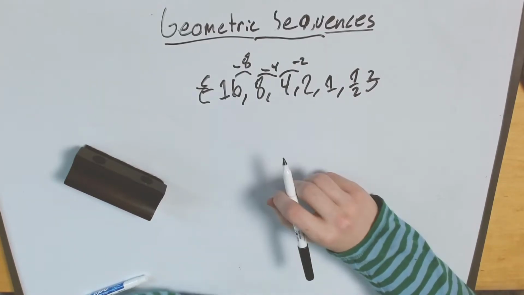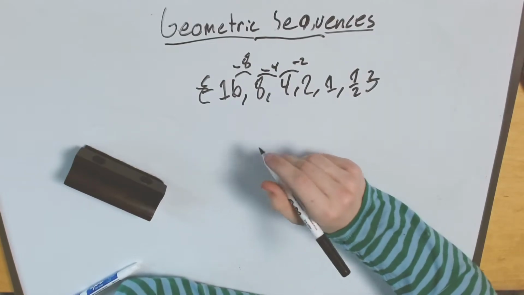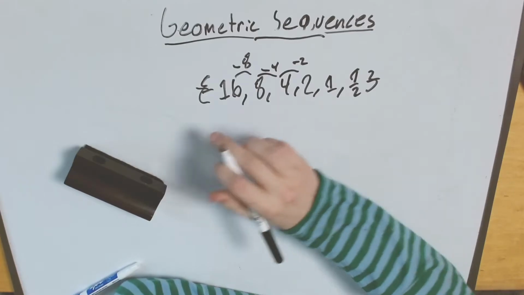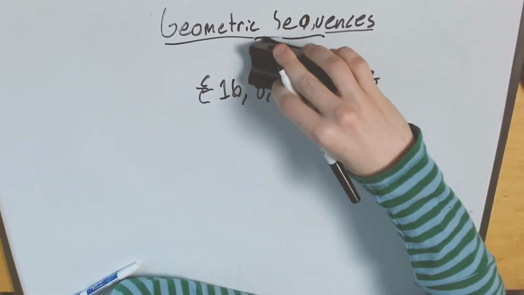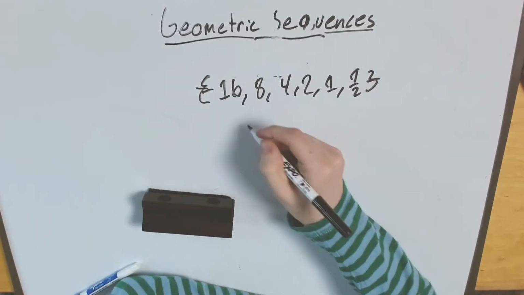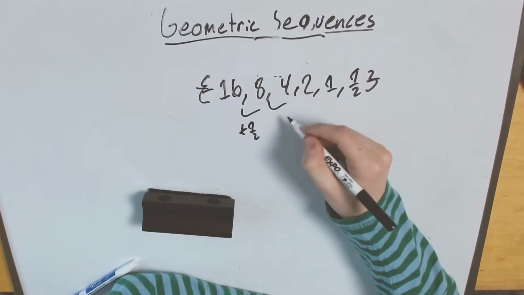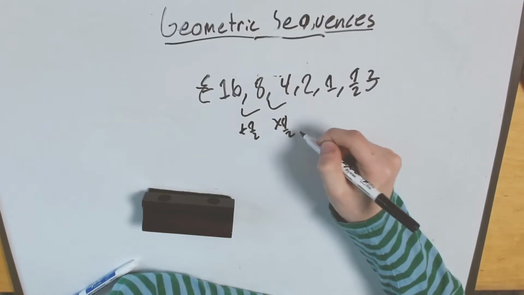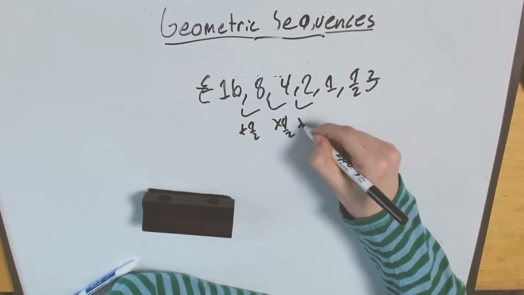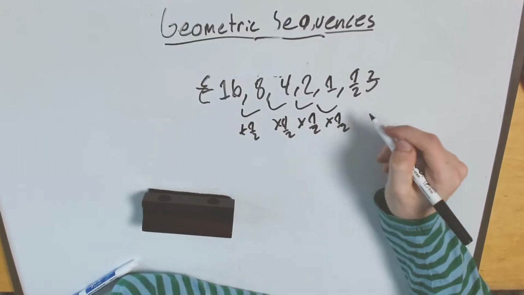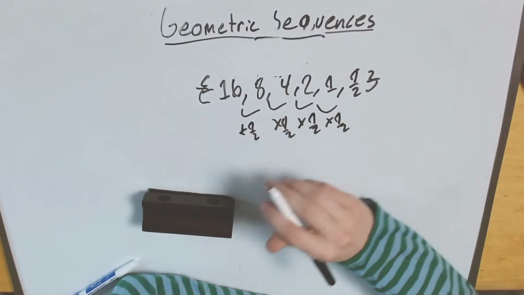And if I look at it carefully, I realize that for each value, I'm actually dividing by 2, right? And another way to say dividing by 2 is multiplying by 1/2, right? 16 times 1/2, 8. 8 times 1/2 is 4. 4 times 1/2 is 2. 2 times 1/2 is 1, and so on and so forth.